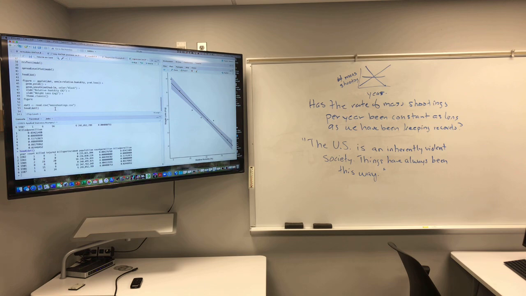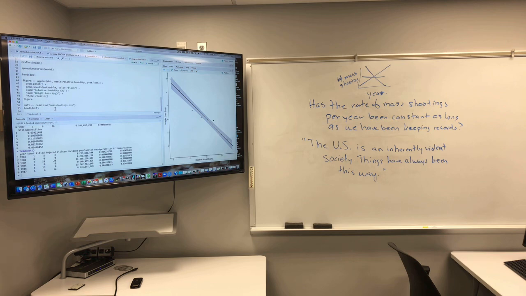So what I did is I went and I found these data starting in 1982, looked at the number of mass shootings per year, looked at the number killed in these mass shootings, looked at the number injured. You can calculate the number of kills per incident. So in a year where you have one mass shooting, it killed 8 people, that number is 8. If you have 2 mass shootings with 28 people killed, that rate is 14.